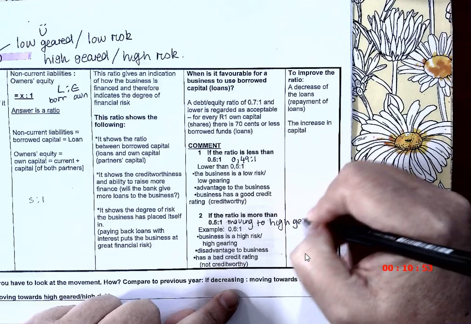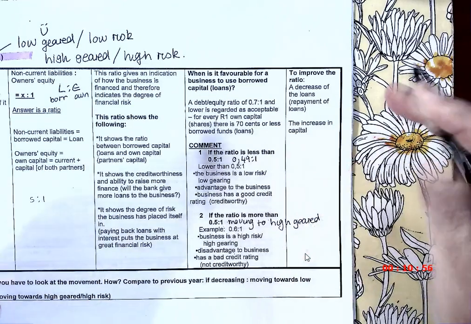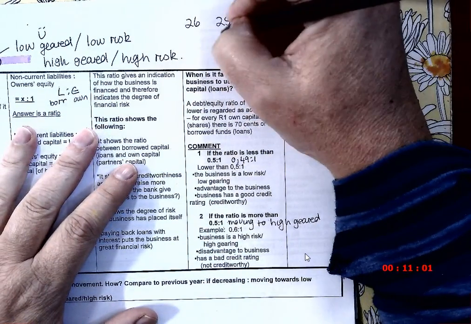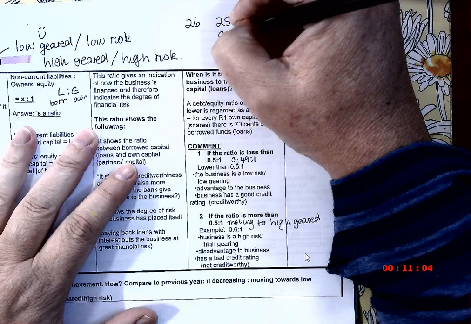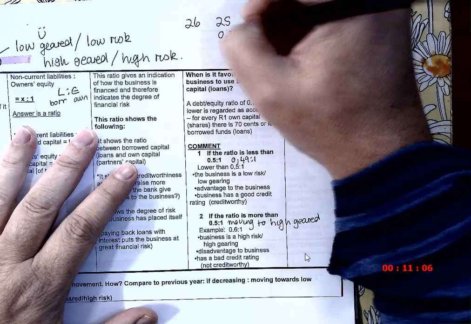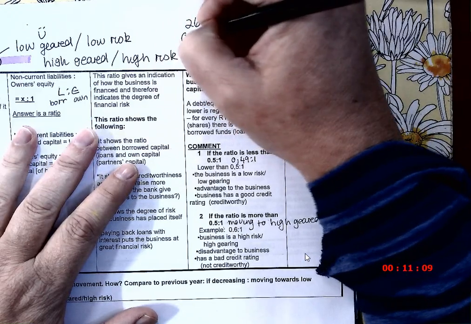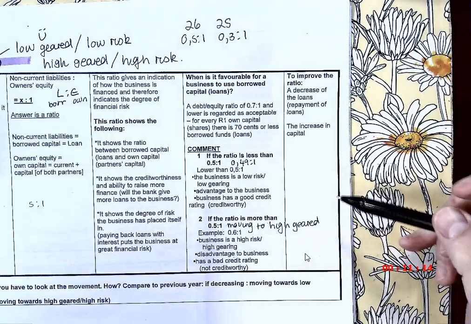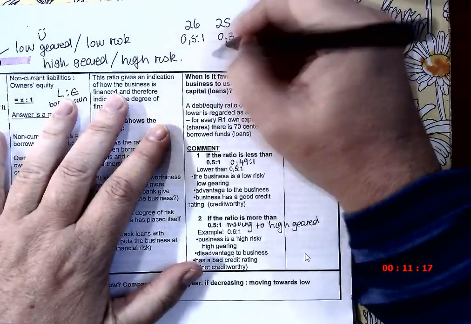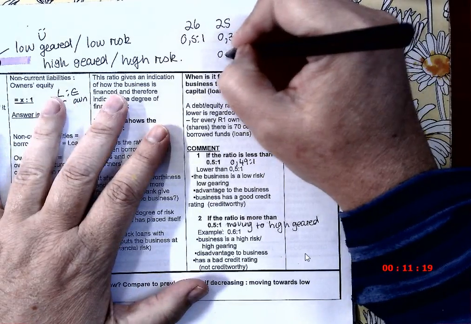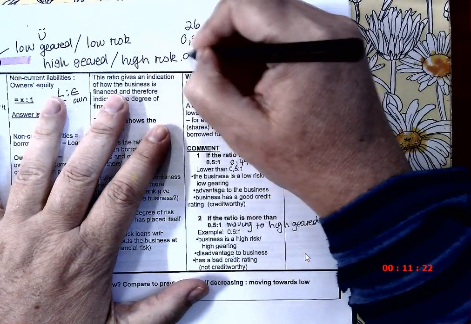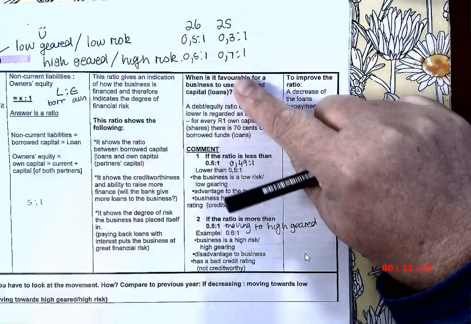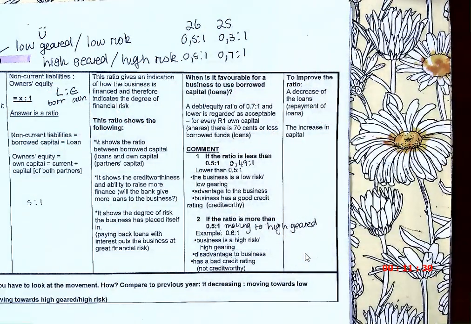You see? So let's just quickly go through it. Let's say 25 and 26. So in 25, it was 0.3 to 1. Now it's 0.5 to 1. Can you see it's moving towards high geared? But can you see if I say it was 0.7 to 1 and now it's 0.5 to 1? It's not moving to high geared, it's moving to low geared. So you're going to look where it's moving to.